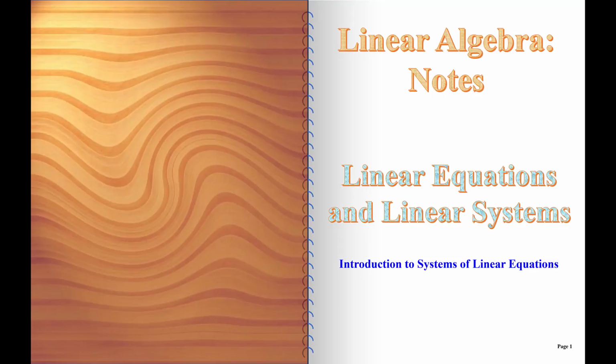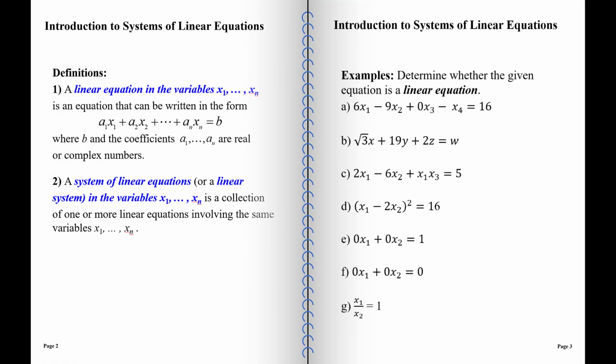Let's begin. As previously stated, in this notebook 1, we are introducing systems of linear equations. And as you might expect, we start with definitions. A linear equation in the variables x1 through xn is any equation that can be written in the following form. Okay, and we'll look at some examples in a moment.